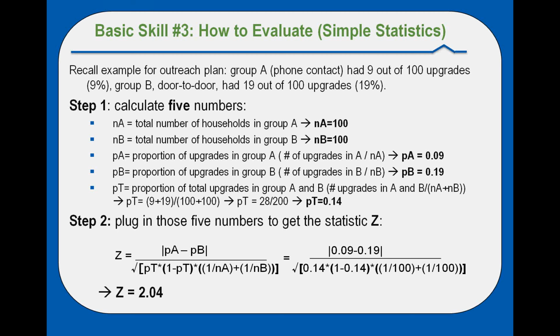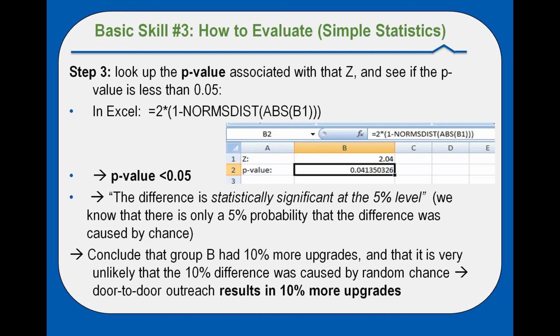And then step two is you just plug in those 5 numbers to get the statistic that we just called the Z statistic. So you plug them into this equation, and you get a number. In this case, the number is Z equals 2.04. Now that we have our Z statistic of 2.04, what we want to do in step 3 is look up the p-value that is associated with that Z and see if the p-value is less than 0.05.